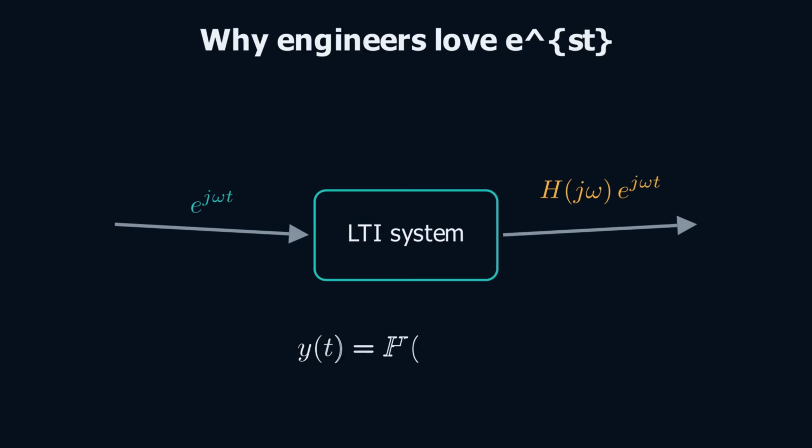Decompose any input into exponentials, scale each one by H, add them back up, and you've solved the system without touching a differential equation. That decomposition has a name, the Fourier transform. That's where this series is headed.